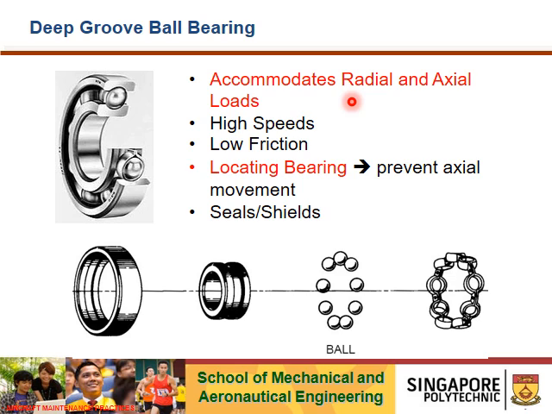And what do you mean by locating bearing? When you have a cage, it's known as a locating bearing. That means the ball bearings are not floating and are fixed at one position due to this cage. This design prevents axial movement of the roller ball bearing. Most of the time it comes with seals or shoes to prevent ingress of FOD or dirt.